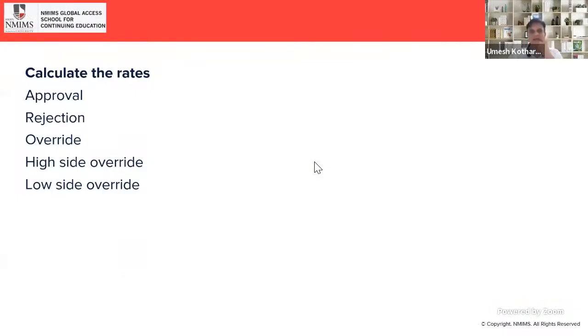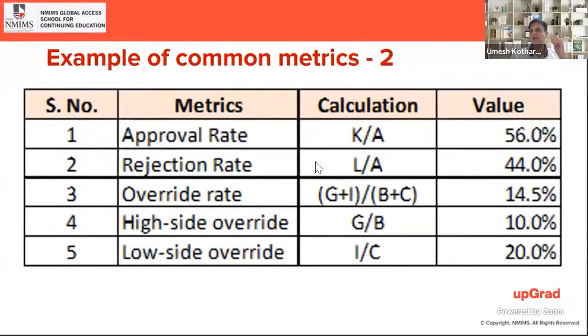So this is what we were talking about. How do we know whether a model is doing good or not? We've calculated all this. We got 56% approval rates, rejection rates, and overriding rates. Now, what does overriding rate mean? Overriding rate means whatever the model has done, humans have interjected and reversed whatever the model has taken as a decision, of which high side was 10% and low side was 20%.